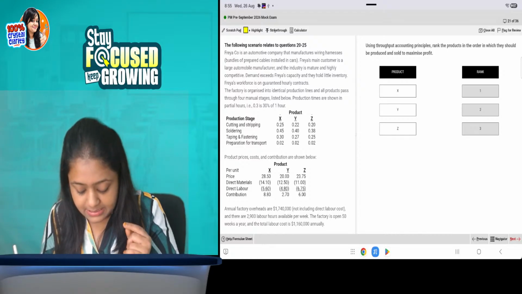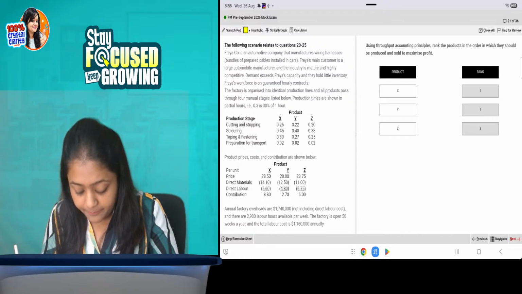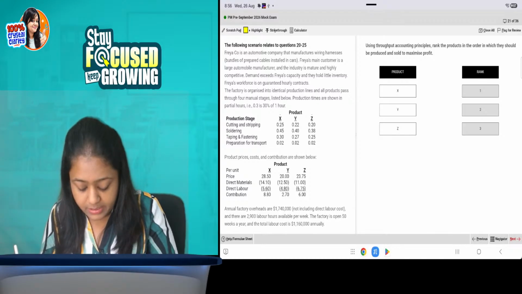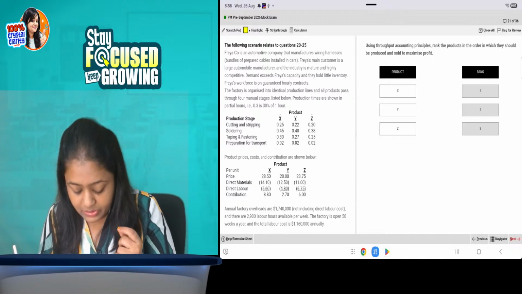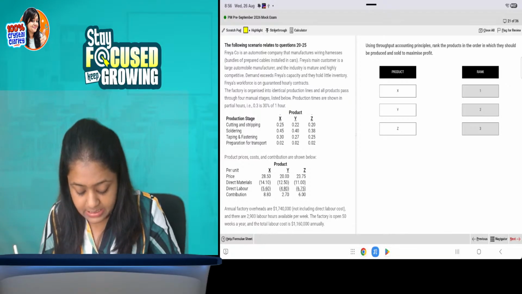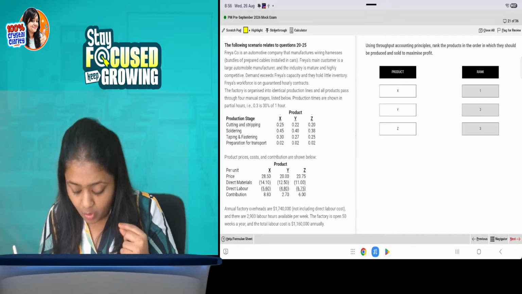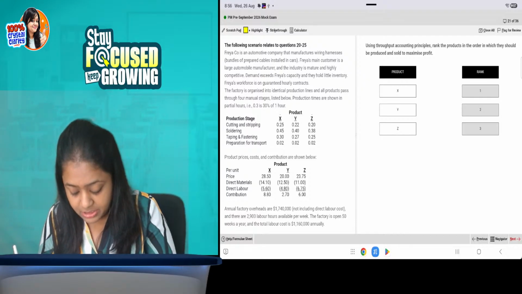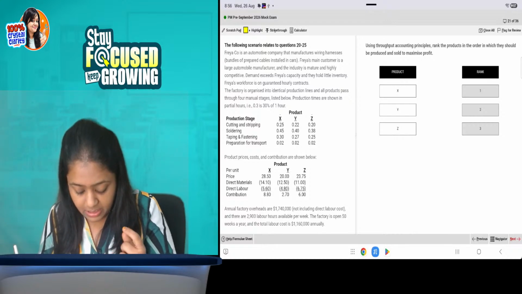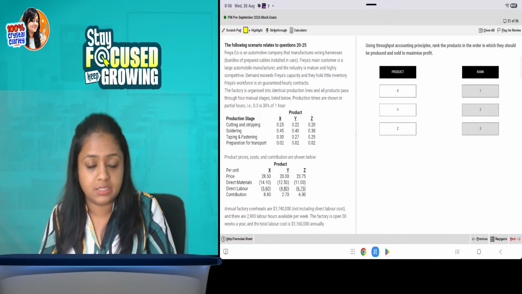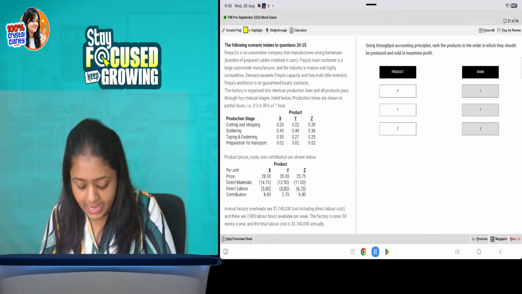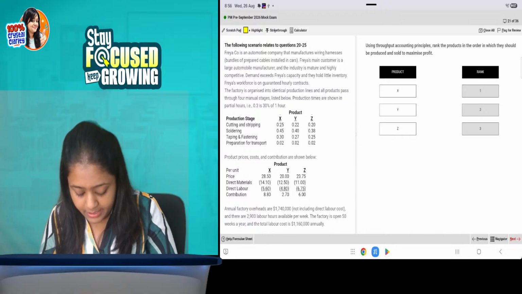Freya's main customer is a large automobile manufacturer and the industry is mature and highly competitive. Demand exceeds Freya's capacity and they hold little inventory. Freya's workforce is on guaranteed hourly contract. The factory is organized into identical production lines and all products pass through 4 manual stages listed below. Production times are shown in partial hours, that is 0.3 is 30% of 1 hour, which makes sense. Product X, Y, Z, production stage, soldering, cutting, taping, preparation for transport is given to you.